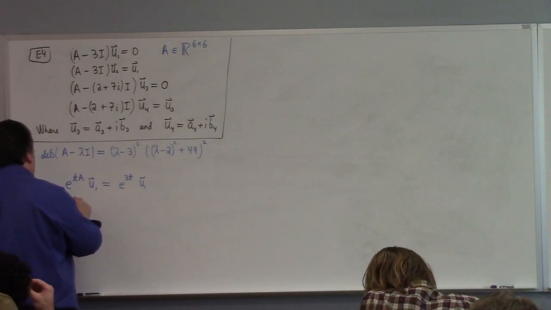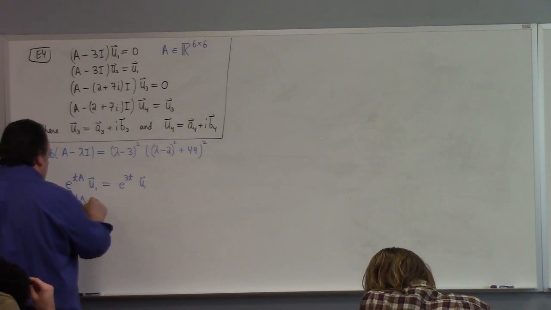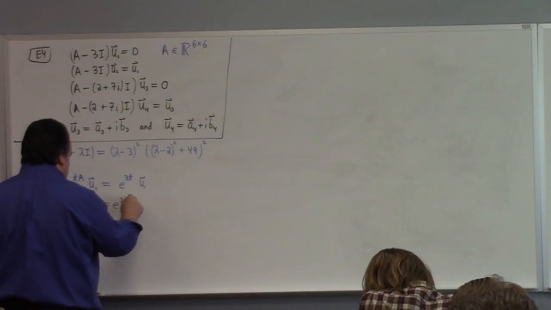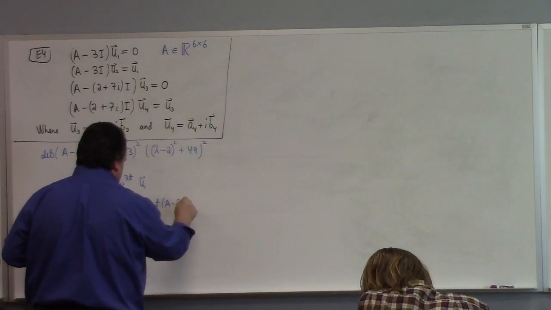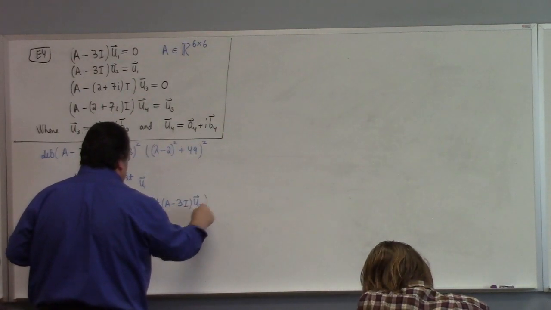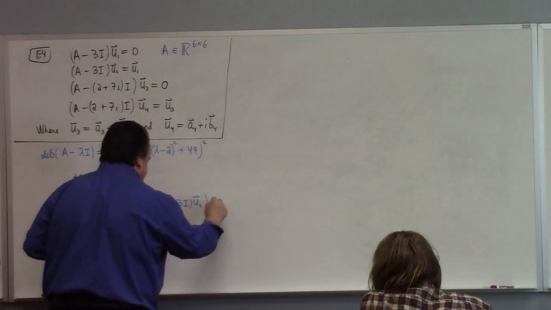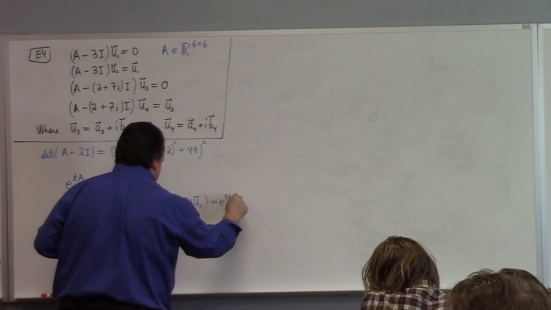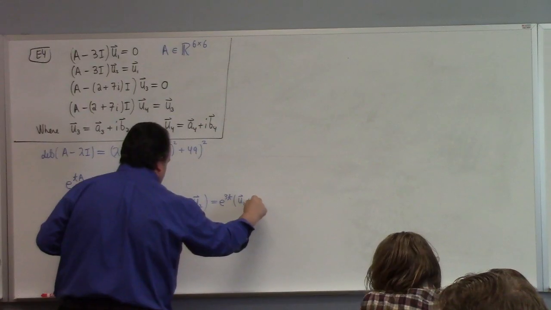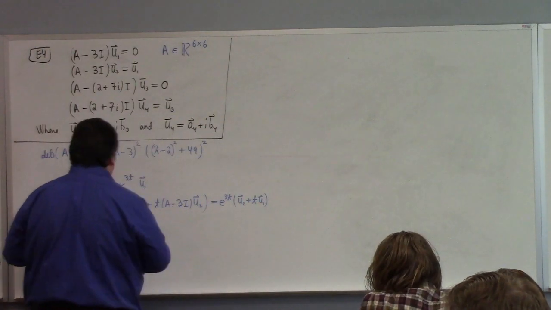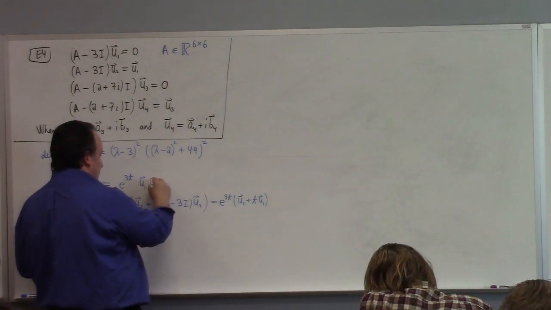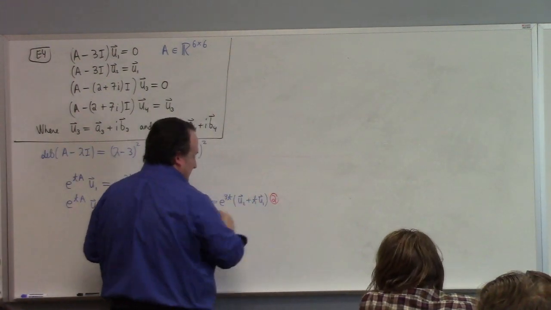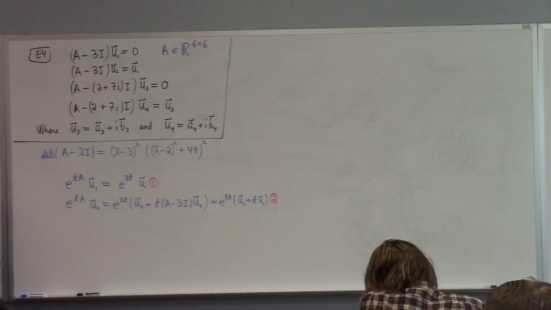And of course, e to the tA times u2 is e to the 3t times u2 plus t times (A minus 3I) u2, right? So let me start numbering these as we find them. Solution number 1, solution number 2. We've got to find 6 of these, right? So then what?